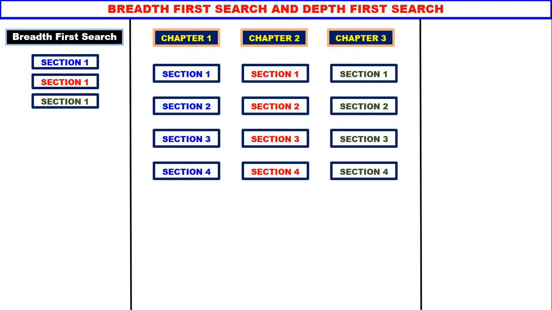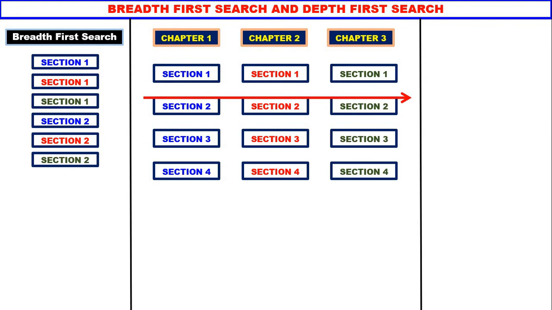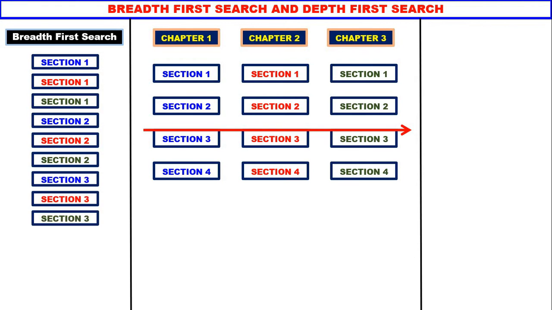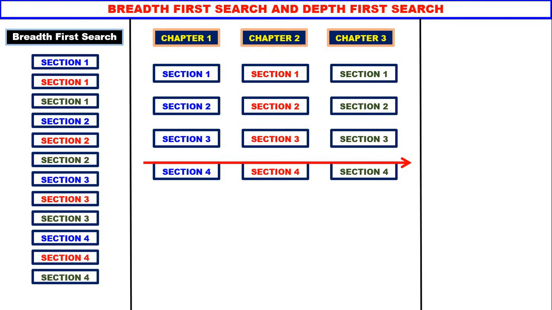Then, Section 2 of Chapter 1, Section 2 of Chapter 2, Section 2 of Chapter 3. Next, Section 3 of Chapter 1, Section 3 of Chapter 2, then Section 3 of Chapter 3. After that, last, Section 4 of Chapter 1, Section 4 of Chapter 2 and Section 4 of Chapter 3. Yes, breadth-wise. So this is how we traverse using breadth first search. Now let us see how we traverse using depth first search.